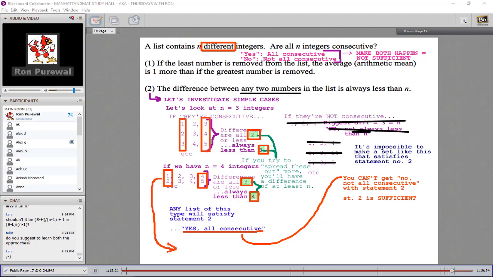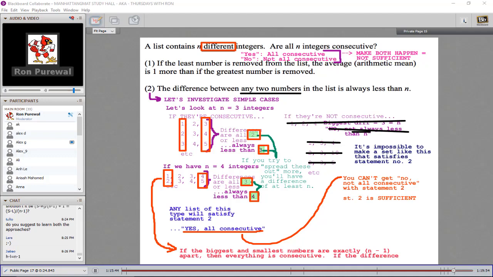If the biggest and smallest numbers are exactly n minus 1 apart, then everything is consecutive. If the difference is bigger than that, then everything is not consecutive. So yeah, you just need to look at H minus L.